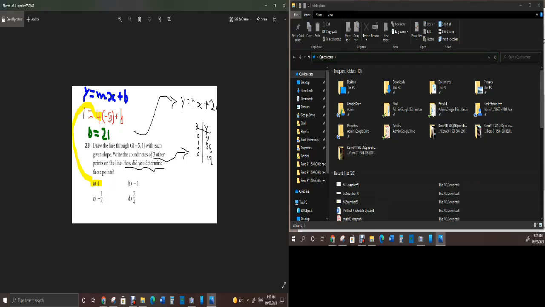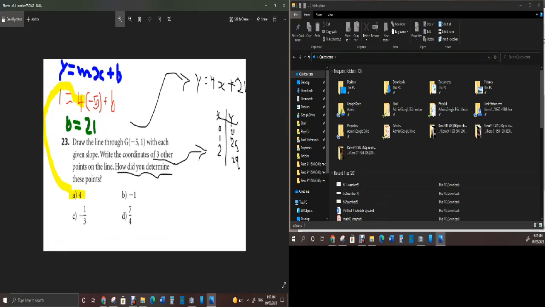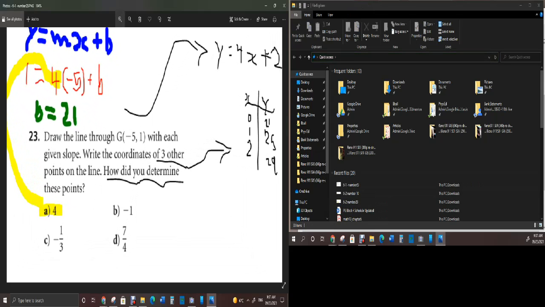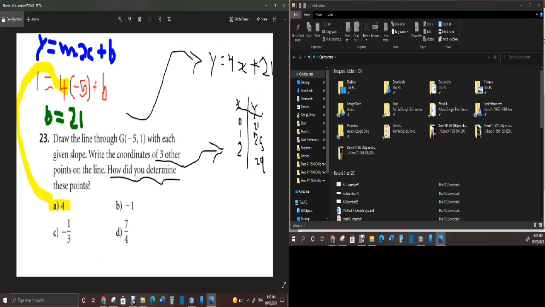Okay, so we can see over here. Let's just zoom in. Okay, we can see in this one now. It says draw the line through a point with each given slope.